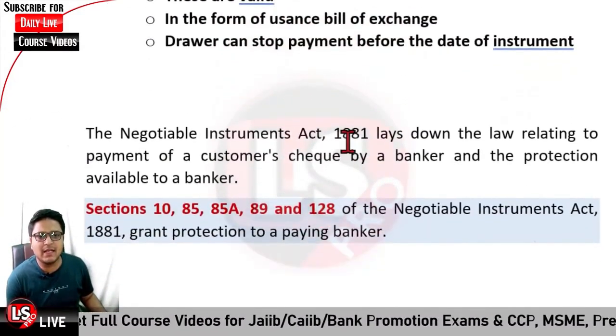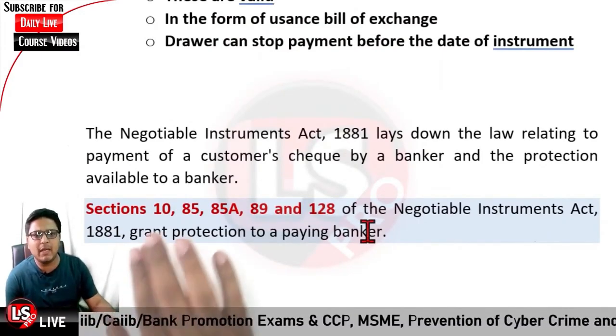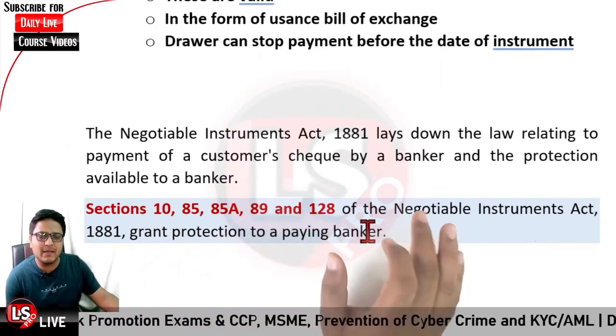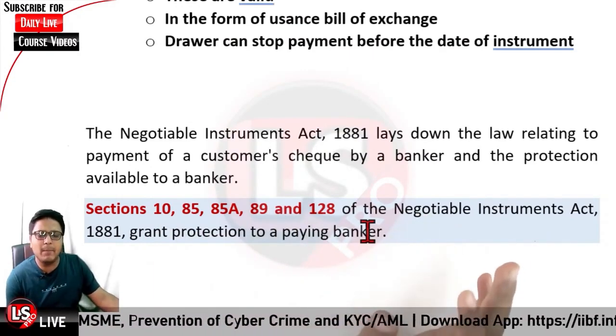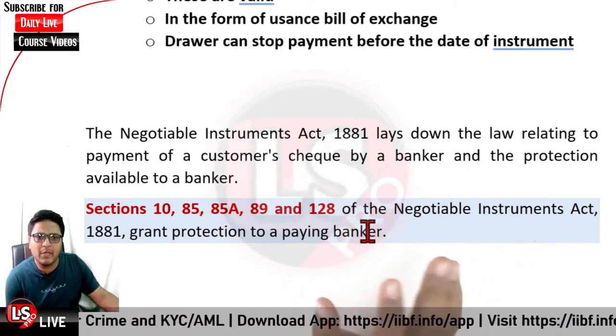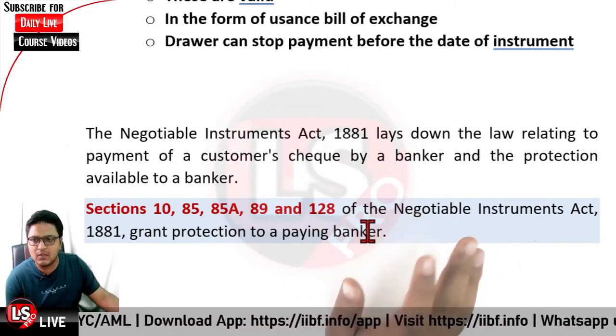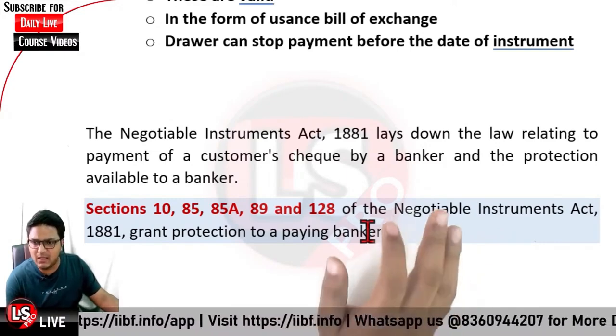Then it is regarding the Negotiable Instruments Act 1881, which lays down the laws relating to payment of a customer's check by the banker and the protection available to the banker. Now, who is a paying banker? The one who pays the amount to the customer is a paying banker. Yes, it may be the case.